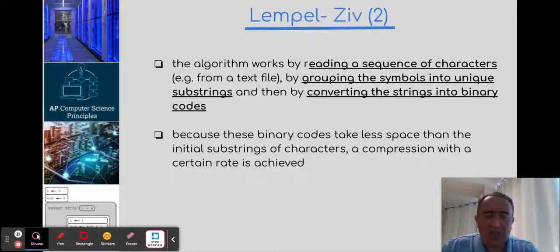So the Lempel Ziv algorithm was enhanced since the 70s and the 80s. So how does it work? This algorithm reads a sequence of characters, for example from a text file, and then it starts grouping the symbols into unique substrings. The objective of this algorithm is to find, like I said, patterns of data that repeat and encode them to save space. So it reads them, it groups them, and then it converts these substrings into binary codes, which we will show how. Because these binary codes take less space than the initial substrings, compression is achieved.